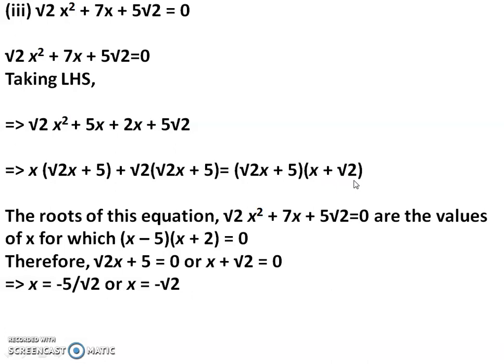How will you get the roots? Each factor you will equate to 0. If I equate root 2x plus 5 equal to 0, I'll get x equal to minus 5 by root 2. The other one, if I equate it to 0, x is equal to minus root 2. Is that clear? Next one.